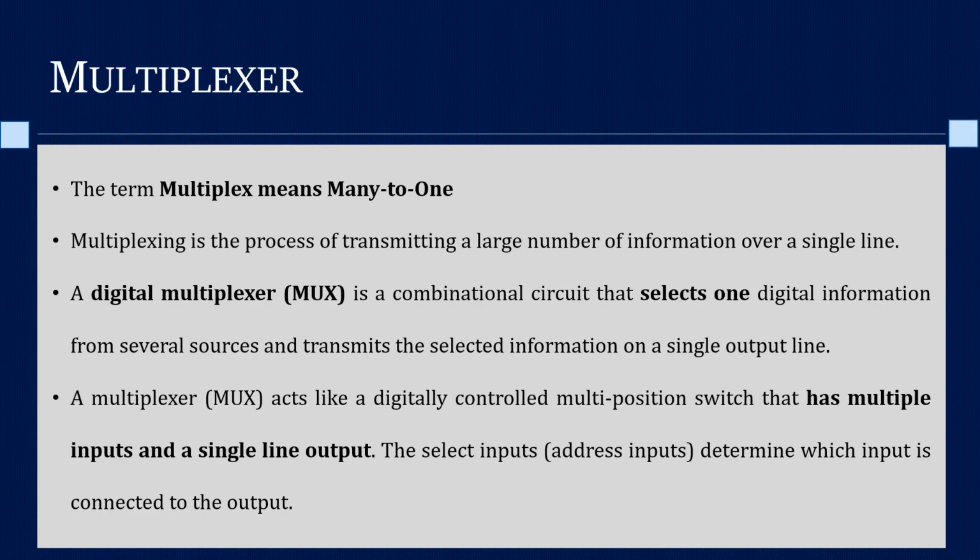A multiplexer acts like a digitally controlled multi-position switch that has multiple inputs and a single line output. The select inputs, also called address inputs, determine which input is connected to the output. Among the multiple inputs, only one will be selected and passed through the output line. We will have only a single output line.